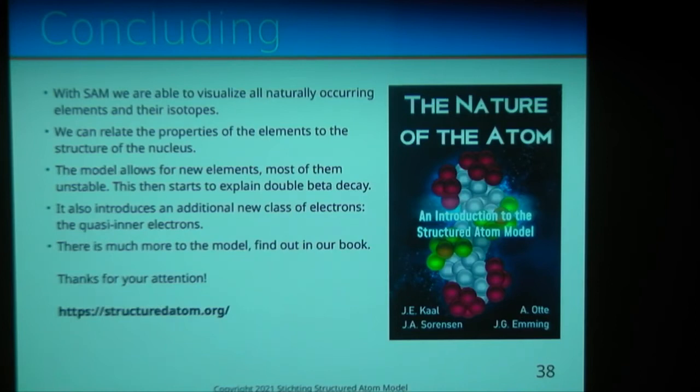We now have to deal with new, mostly unstable elements, and we created a new class of electrons, the quasi-inner electrons. However, and that is just an example, the rare cases of double beta decay now start to make sense too.